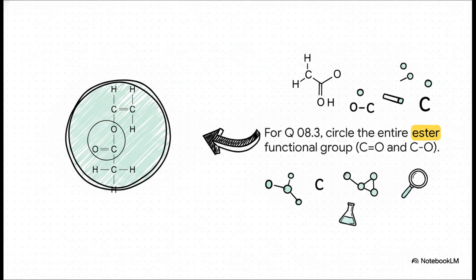Now for question 08.3, we're spotting the ester group. Right here is where a really common mistake happens. The mark scheme is super clear. You can't just circle the COO. Nope, you have to include both the COO and the C-O single bond right next to it. That entire chunk is what gets you the mark.